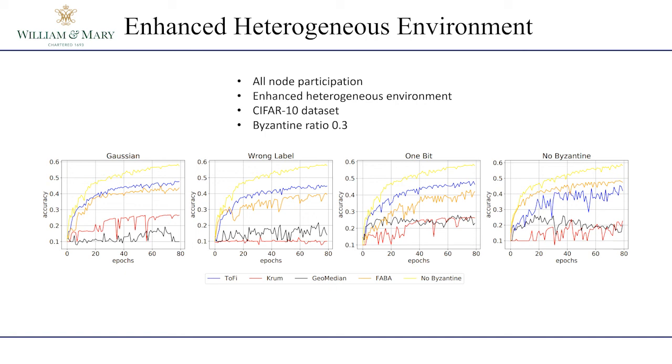And FEBA is a little bit better than ToFi in the non-Byzantine environment. This is because in the non-Byzantine environment, the losses for all nodes are similar, so ToFi may filter out some useful information with both filters. Krum and geometric median have really low performance in this environment.